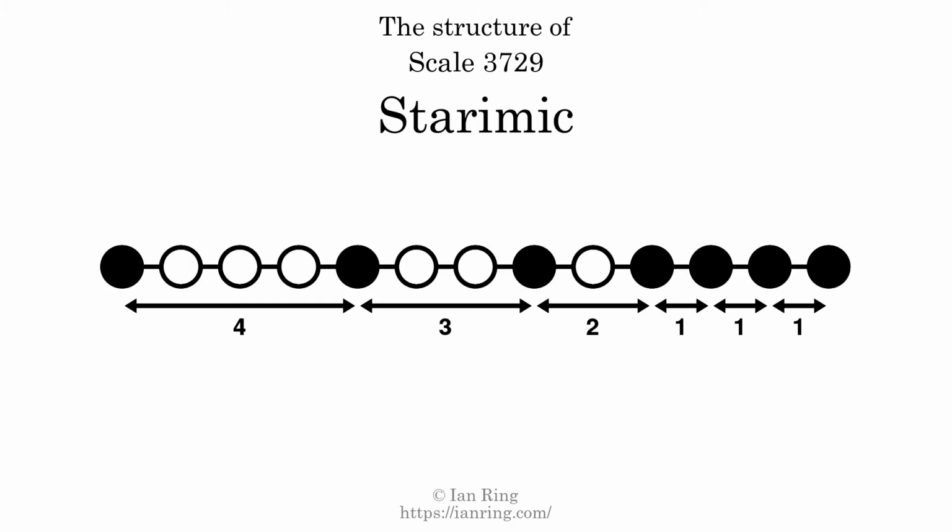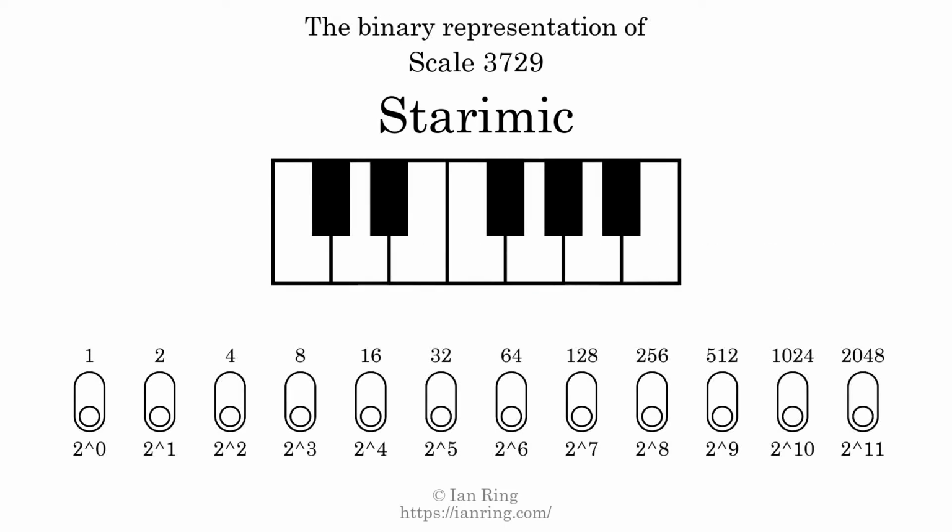The structure of a scale is a description of the interval distance between each successive tone. This scale has a structure of 4-3-2-1-1-1. The binary representation of this scale is determined by mapping tones of the scale to binary digits. Each binary digit represents a power of 2.